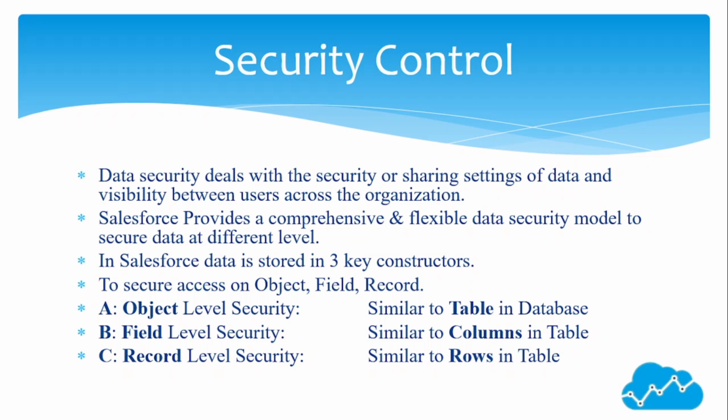There is object level security, similar to a table in a database, like when we refer to SQL, MySQL, or Oracle database. So an object is similar to a table. Field level security is similar to columns in a table. Record level security is similar to rows in a table.